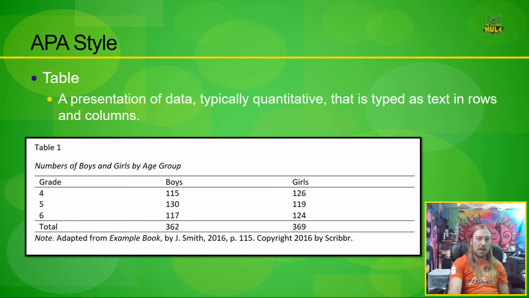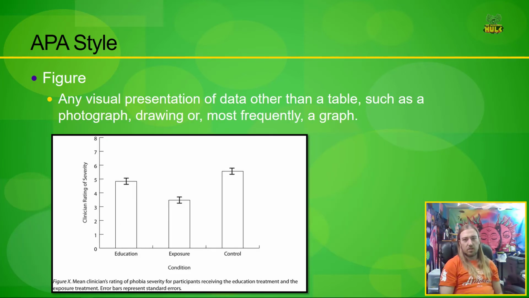Everything else, a graph or even a picture you decide to include in your paper, is called a figure. All of these sorts of materials go at the end of an APA-style paper in what's called an appendix, and each one gets a label calling it Table 1 with a title, Figure 1 with a title, and so forth. Okay? So that's it. That's visual displays of data.